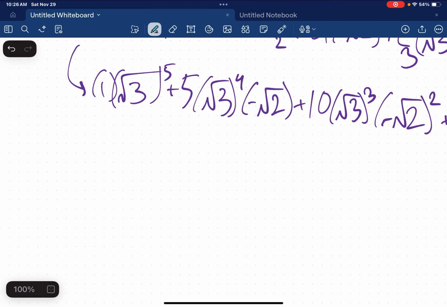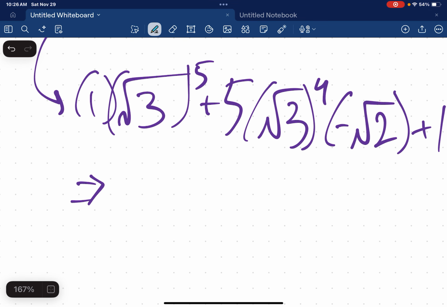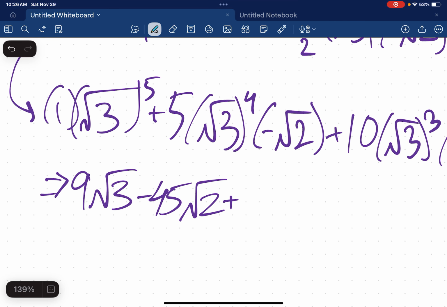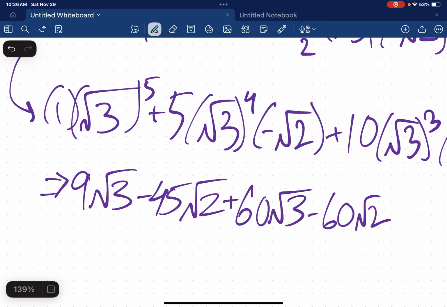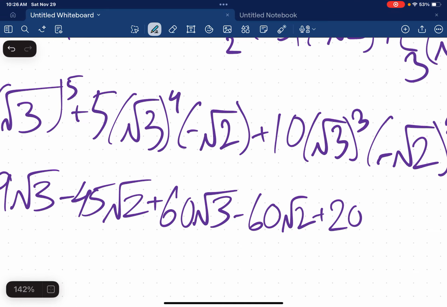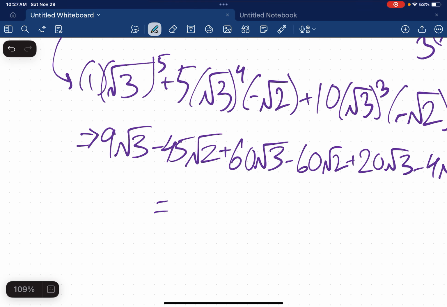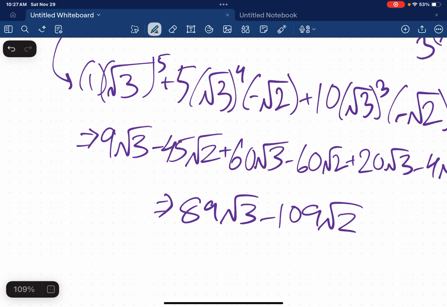Okay, after doing all the math for this, you should get 9 square root of 3 minus 45 square root of 2 plus 60 square root of 3 minus 60 square root of 2 plus 20 square root of 3 minus 4 square root of 2, which is just, when you combine all the like terms, 89 square root of 3 minus 109 square root of 2. That's our answer.